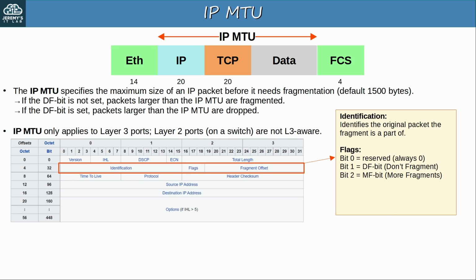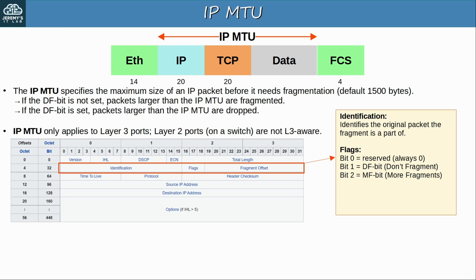Then there is the flags field, which contains 3 bits. Bit 0 is currently reserved and is always set to 0. Bit 1 is the DF bit. If it's set to 1, the packet can't be fragmented. Bit 2 is the MF bit, which stands for more fragments. Every fragment of a packet except the last one will have this bit set to indicate that there are more fragments in the packet.